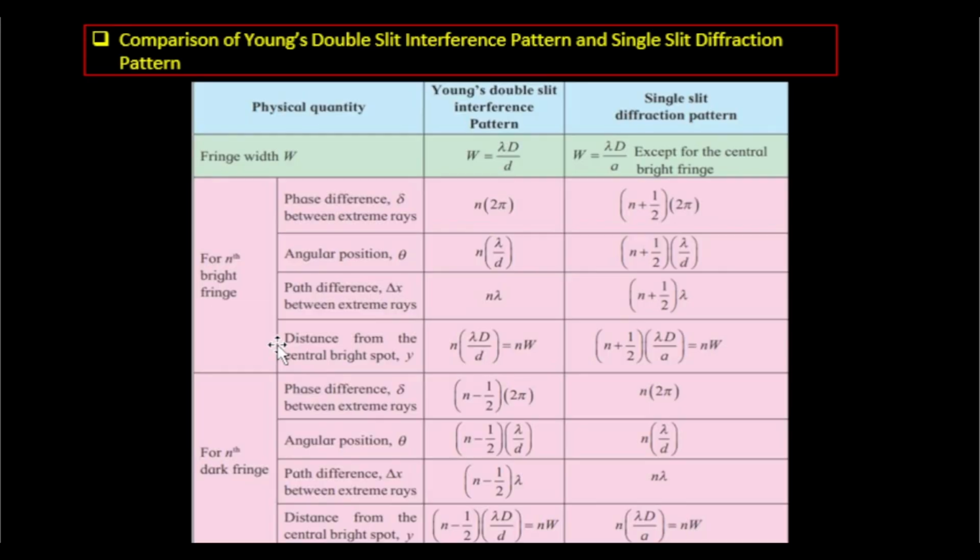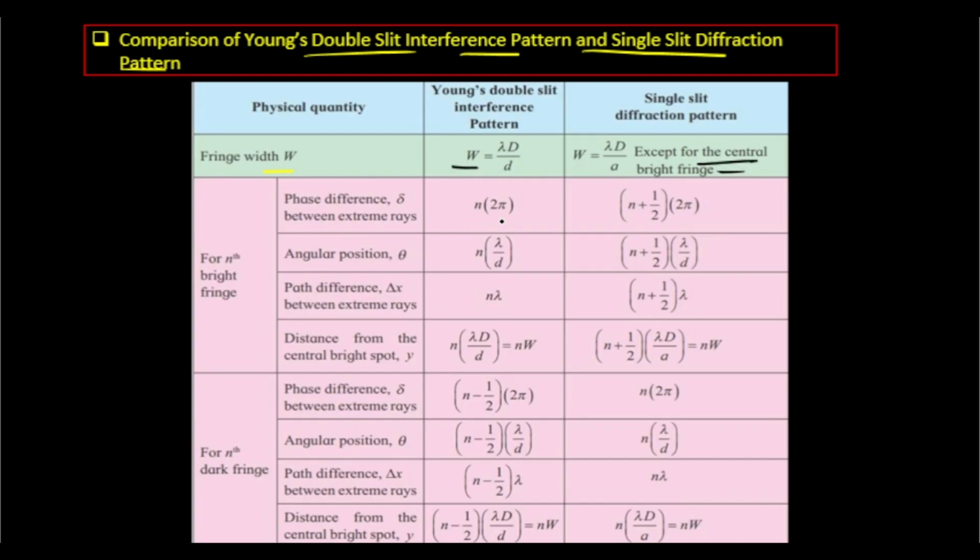Now we have a comparison of Young's double slit interference pattern and the single slit diffraction pattern. So this is the difference. Now let us go one by one. Fringe width: for Young's fringe, W is equal to lambda D by d, and for single slit, W is equal to lambda D by a, except for the central bright fringe.